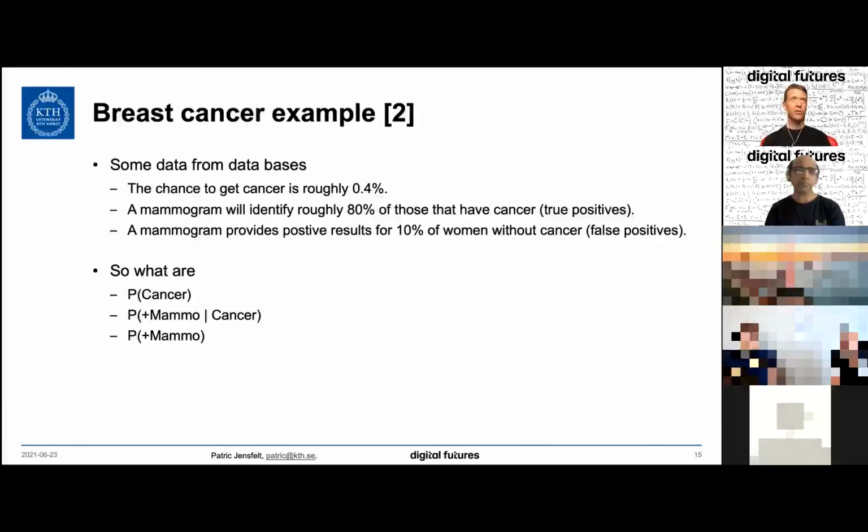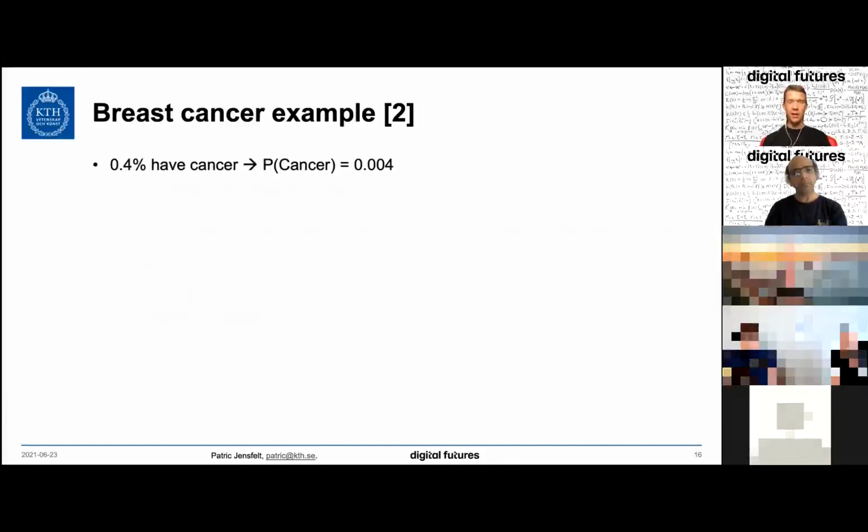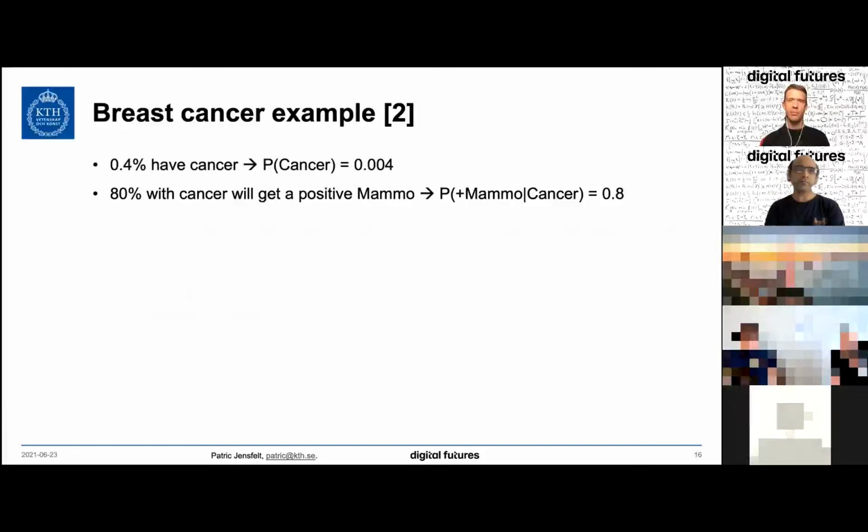And now, in order to use Bayes' rule, we have to calculate these quantities. So let's do the math here. The first one is easy. It said that 0.4% have cancer. That gives us the unconditional probability to be 0.004. The next one is also quite simple. If you want to calculate the conditional probability of getting a positive mammogram given that you have cancer, then that's the performance of our detector. So that was 80%.